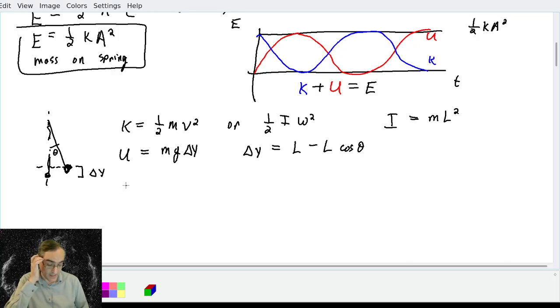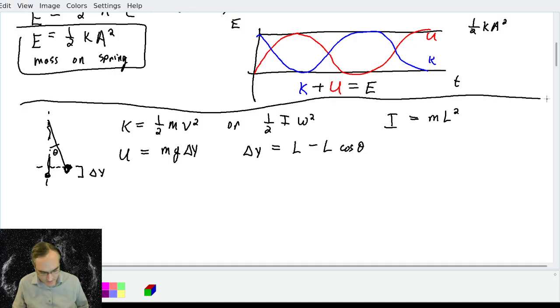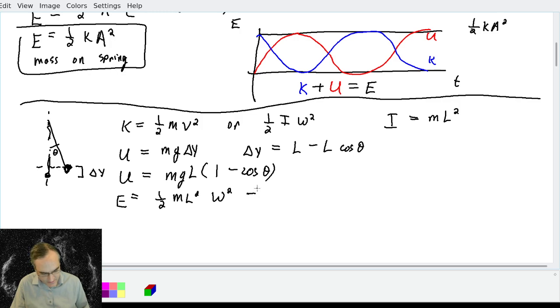Alright, a simple pendulum is the other huge example of this type of system. So let's try and wrap this up quickly. It's kind of entertaining or interesting. Alright, so mg, the L can be factored out, 1 minus cosine of theta. So the total energy would look like 1/2 ml squared times the angular speed squared plus mgl, 1 minus cosine of the angle we're at.